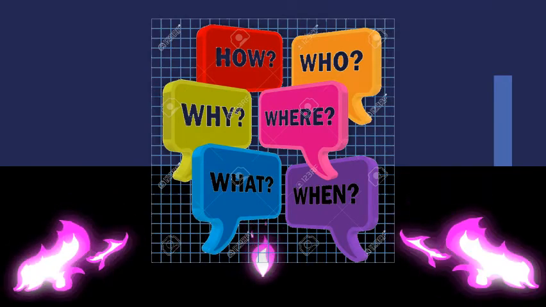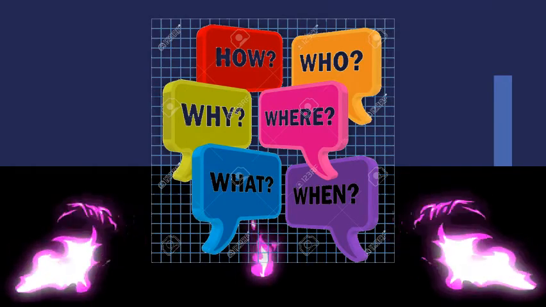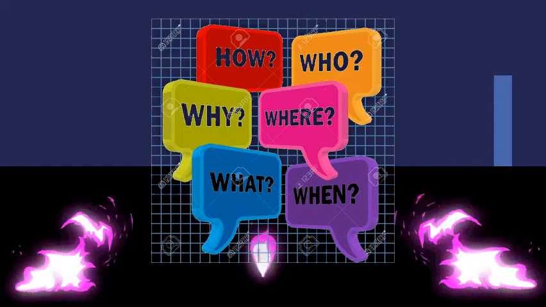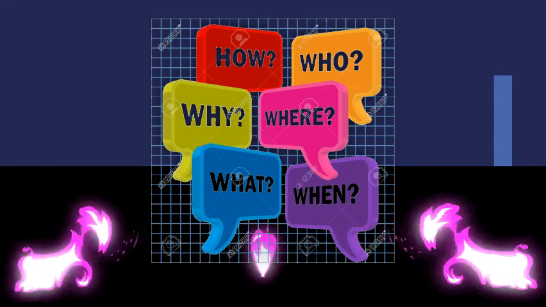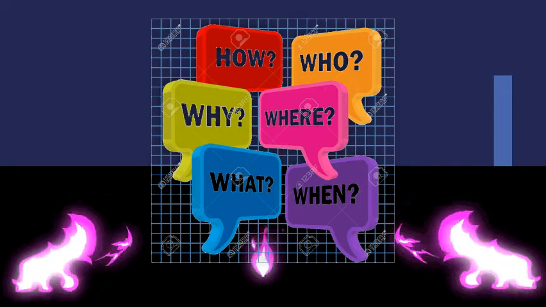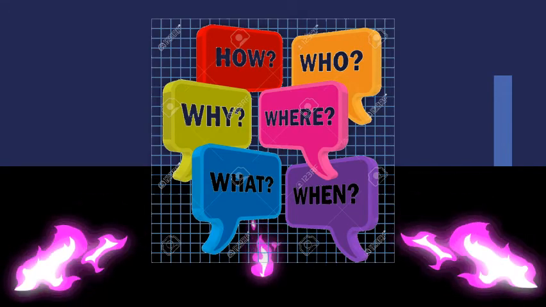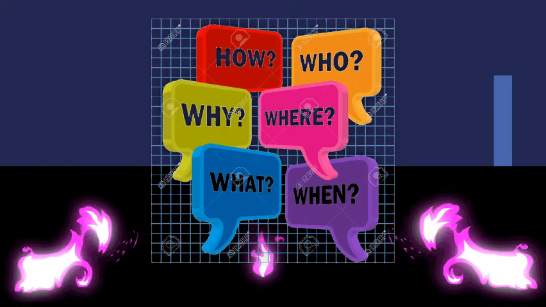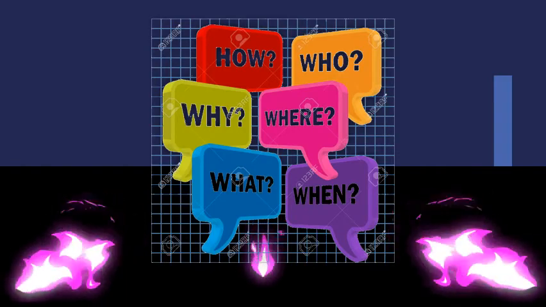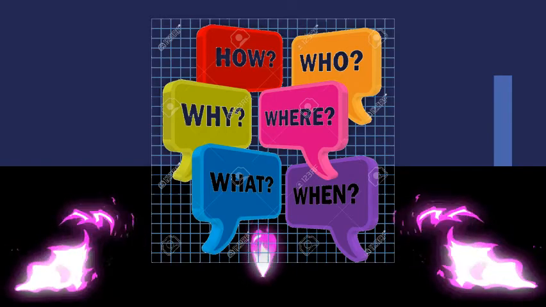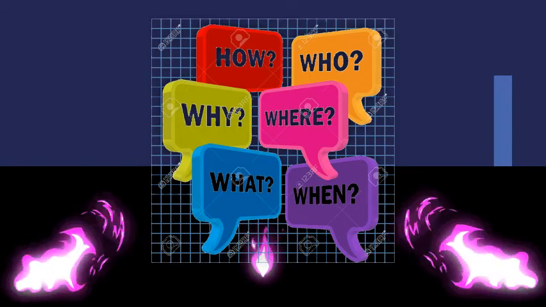And what are they? You say, okay, so we have how, who, why, where, what, and when. And you may say, yes, okay, mister, those are the information question words. Yes, but in this case, we don't use them as a question, we use them as a sentence or to make sentences.